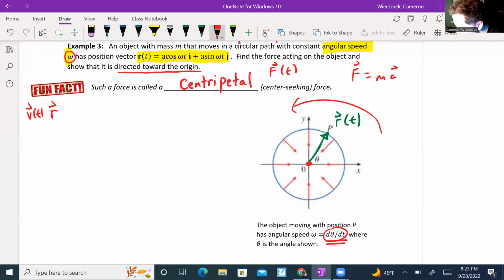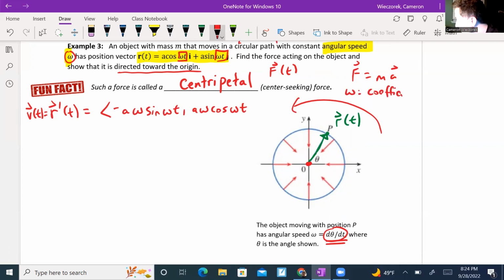First, I'm going to get my velocity by taking the derivative of my position. So I'm going to get negative a omega sine omega t, and I'm going to get a omega cosine omega t. Using the chain rule, I've got an inner function of omega t. Remember, it's derivatives with respect to time. So omega is a coefficient. You are not treating omega as a variable. You are treating omega as a coefficient, meaning it's just some number. t is your variable, time.